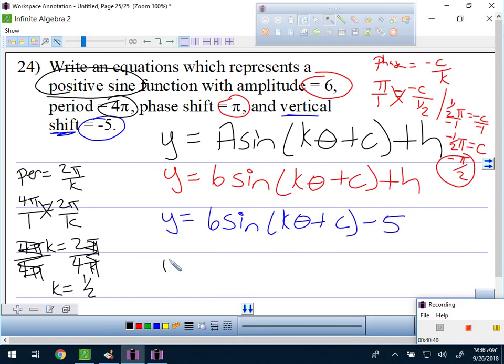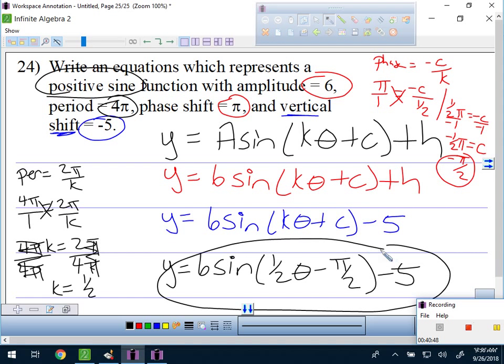And so here's what I'm going to have. y equals 6 sine of 1/2 theta minus pi over 2, minus 5. But in reality, guys, you might be able to get your answer choice just after you find the period and all that other stuff. Use the answer choices to your advantage.